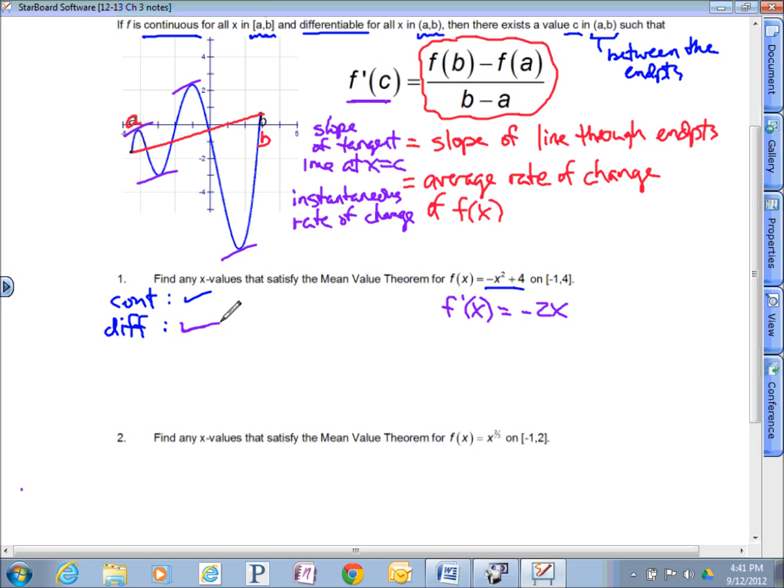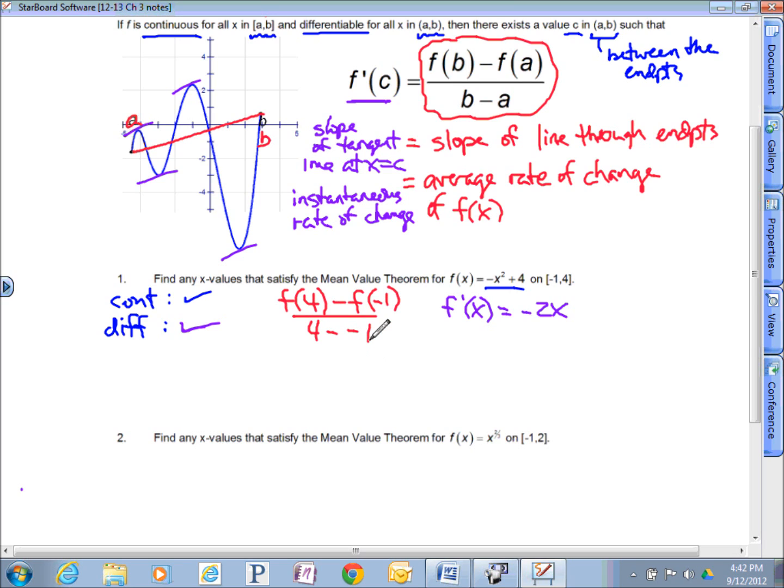So now, according to this information right here, this continuous and differentiable check says there's got to be at least one place where the slope of the tangent line matches the slope of the line through the endpoints. So let's find the slope of the line through the endpoints. We're going to do f of 4 minus f of negative 1 all over 4 minus negative 1.